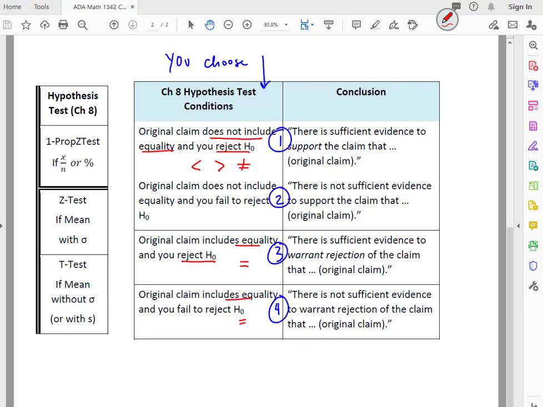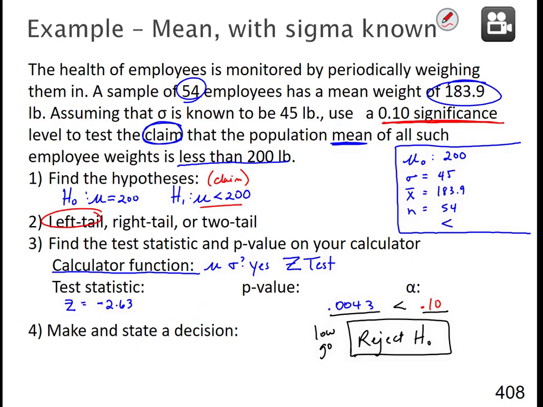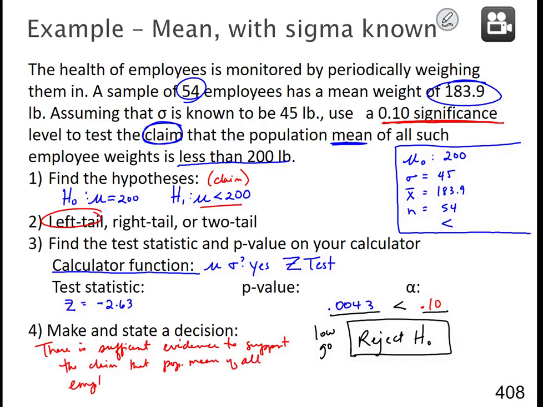So we go back to our sentence, and we've already made our decision, so we state our decision. There is sufficient evidence to support the claim that the population mean of all employees' weight is less than 200 pounds.